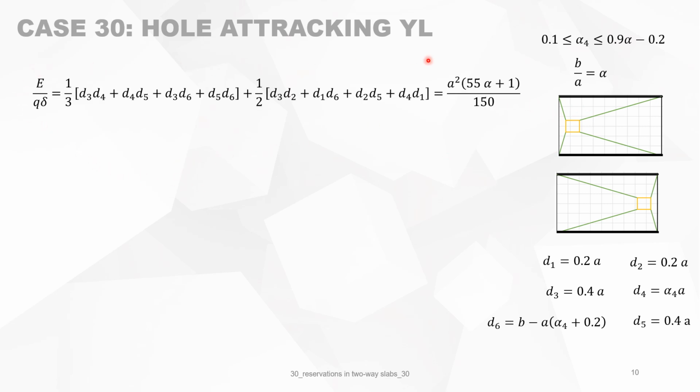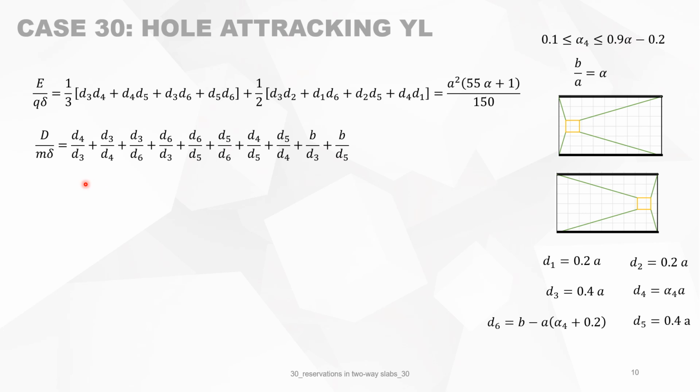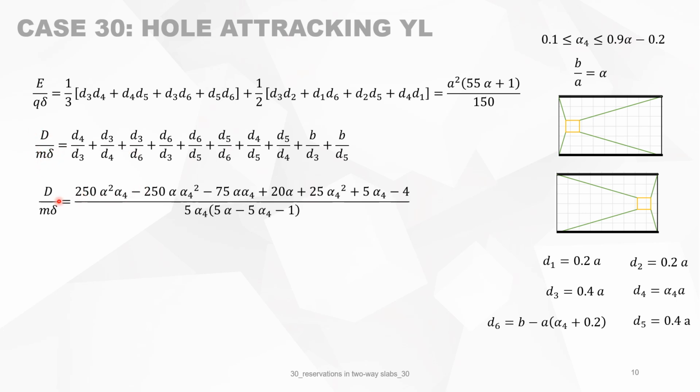Now we use this formula of the previous slide, put in the different variables, and we arrive at this simple equation. We calculate the work done by the internal forces, and then, like we have seen in the previous slide, you substitute the different variables, and you get a formula which is dependent on alpha and alpha 4. So alpha, it's the geometry, the general geometry, and alpha 4 is the position of this square hole in the slab.